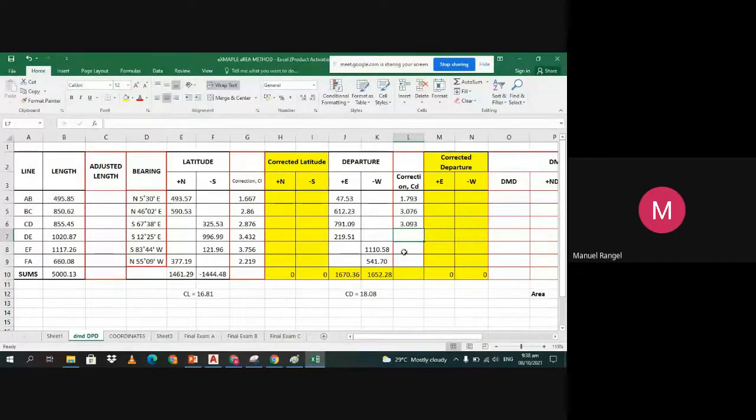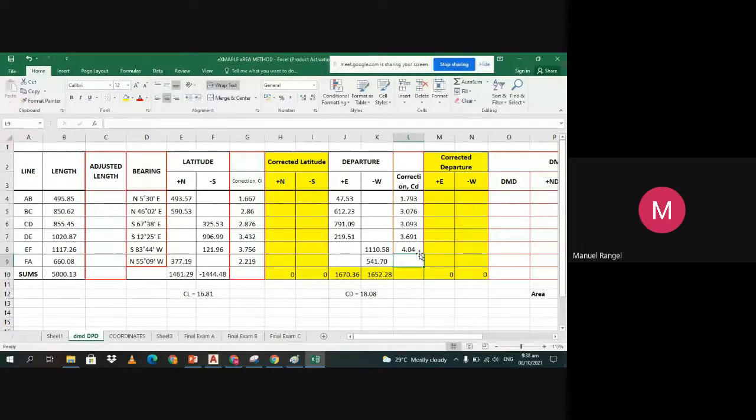Next, line DE. 18.08 times 120.87 divided by 3.69, sir. 3.691. Okay, correct. Then next line, EF, times 1,107.26 divided by 5,000.13. That is 4.0399, so 4.04.